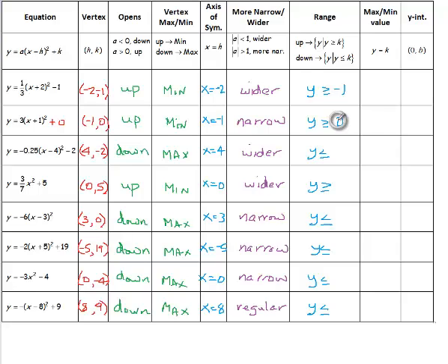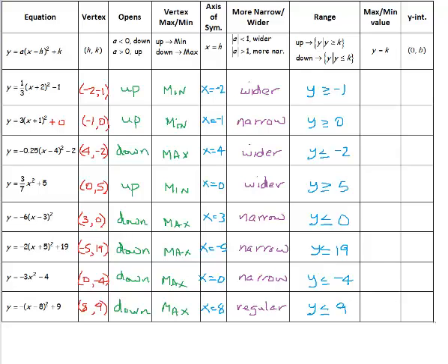Y greater than or equal to 0. Y greater than or equal to -2. Y greater than or equal to 5. Y less than or equal to 0. Less than or equal to 19. Less than or equal to -4. Less than or equal to 9.